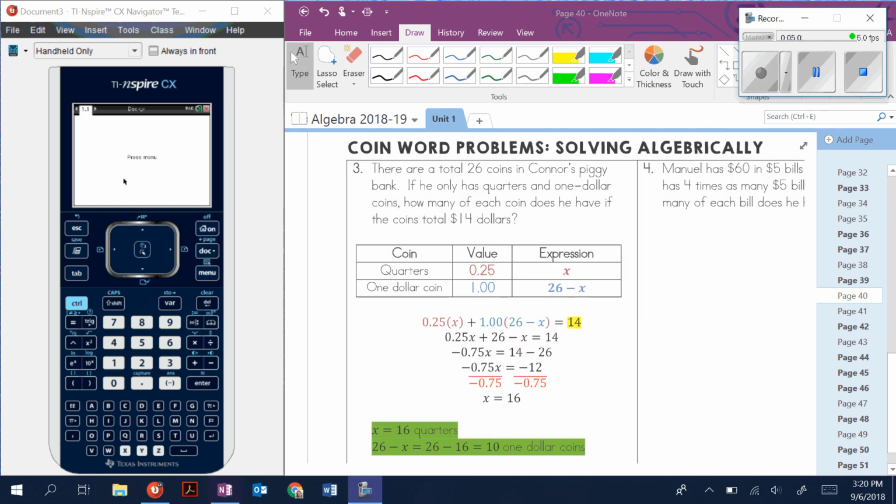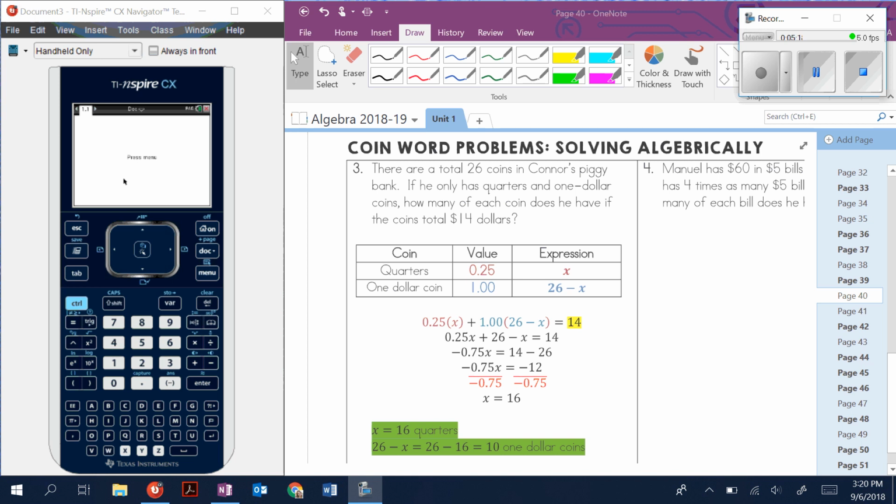Okay, moving on to solving algebraically. Question number 3 gives us a lot of information: there are 26 coins in Connor's piggy bank, quarters and $1 coins. How many of each coin does he have if they total $14?